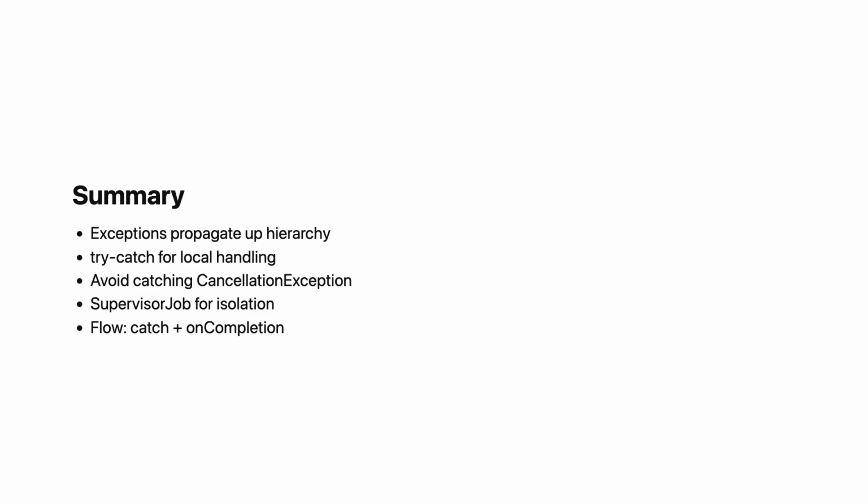Let us summarize. Exceptions in coroutines propagate through the hierarchy. Use try-catch for local error handling. Avoid catching CancellationException. CoroutineExceptionHandlers handle uncaught exceptions at the scope level. SupervisorJob isolates child failures. Flow catch is for upstream errors and onCompletion for cleanup. Handle errors deliberately. Unhandled exceptions crash your application.